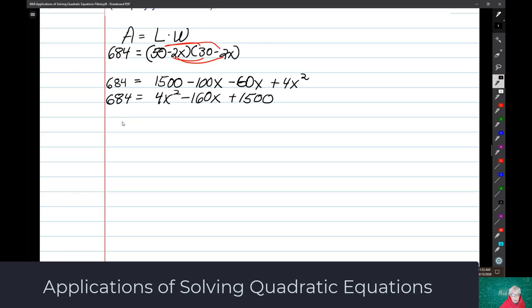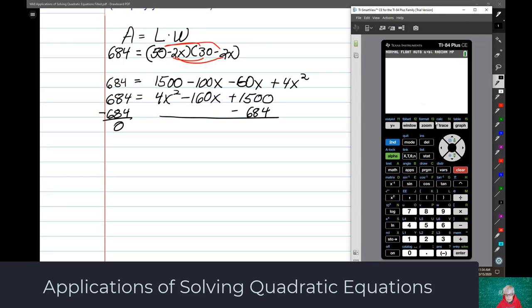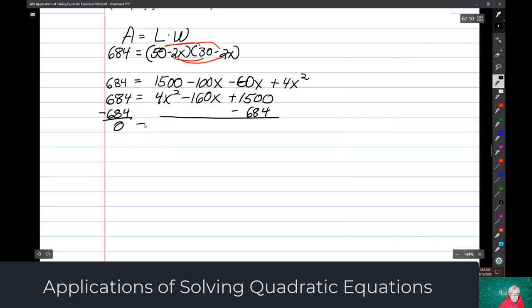And because it's a quadratic equation, a higher order equation, I subtract 684 from both sides so I can get a zero over there, but I have to do it to the other side as well. So, 1500 minus 684, enter, is 816. So we'll have 0 equals 4x squared minus 160x plus 816.